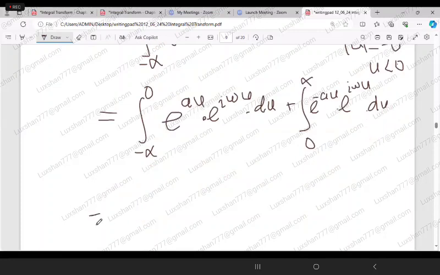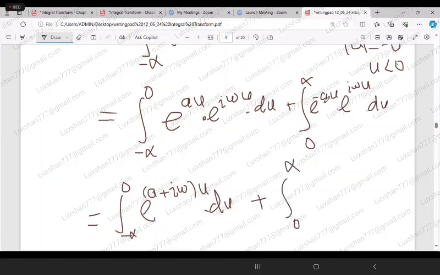Then let me simplify this one. Minus infinity to 0: let me write it as e to the power a plus i omega, because my variable is u, du, plus 0 to infinity. Let me take minus out, e to the power minus a minus i omega u du.